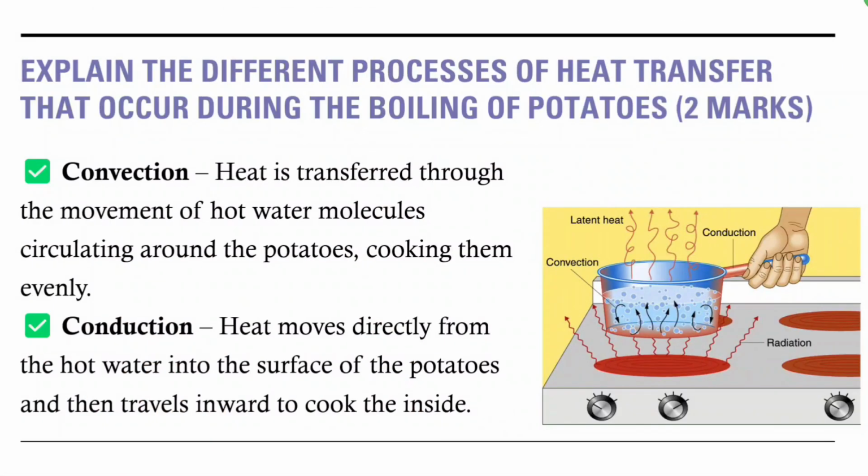Next part, explain the different processes of heat transfer that occur during the boiling of potatoes. 2 marks. So let us look at convection, right? Heat is transferred through the movement of hot water molecules circulating around the potatoes and cooking them evenly. And as it relates to conduction, heat moves directly from the hot water into the surface of the potatoes and then travels inward to cook the inside, right? That's an example of conduction.